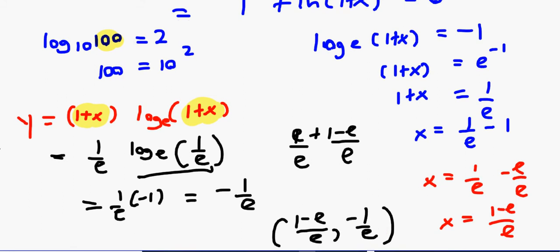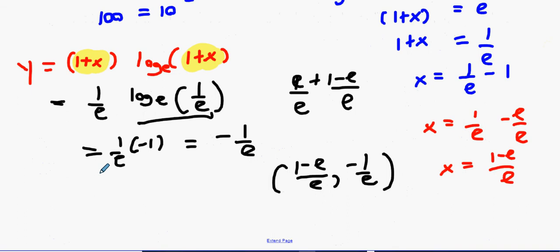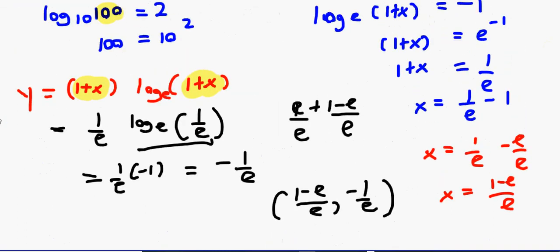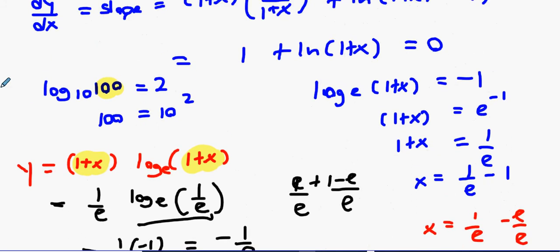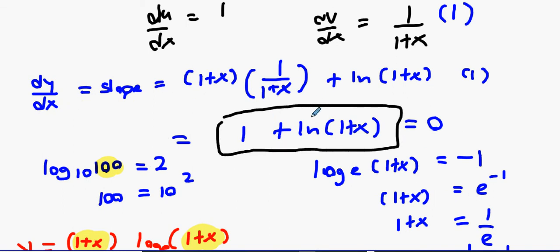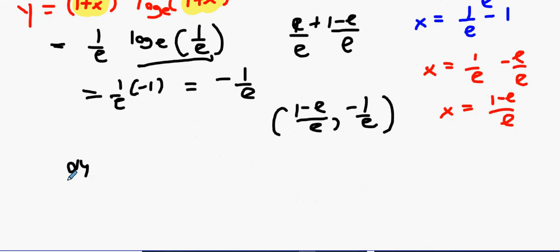Alright, that is difficult. Have to determine if it's a maximum or a minimum. Oh, dear God. Alright. Have to find the first derivative. Where's my first derivative gone? Is everybody happy? That is my first derivative: 1 plus ln(1 plus x). So the first derivative is 1 plus ln(1 plus x). Now I have to differentiate that again. Charlie, what do you get when you differentiate it?